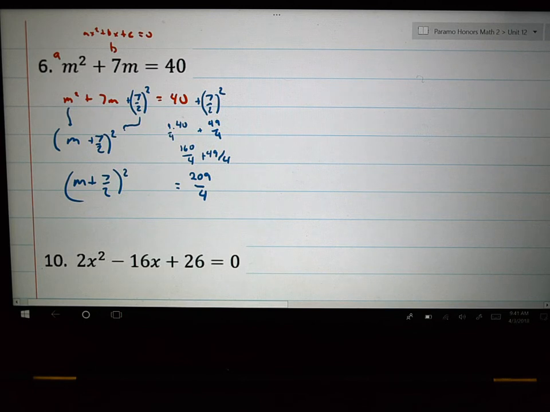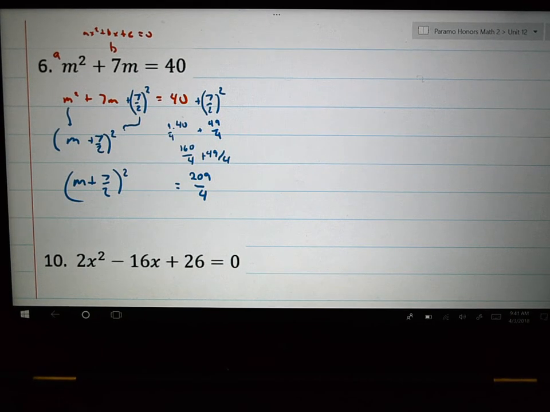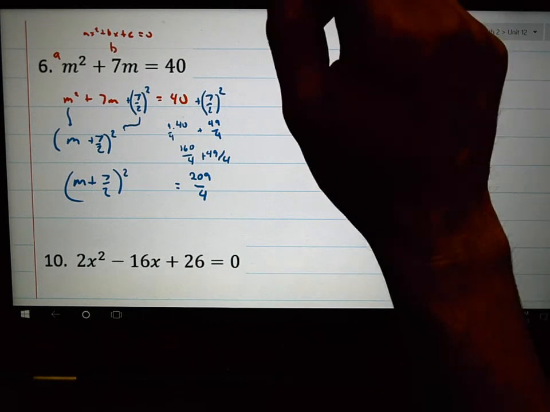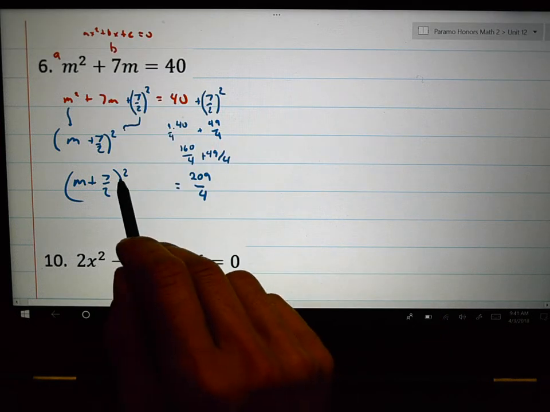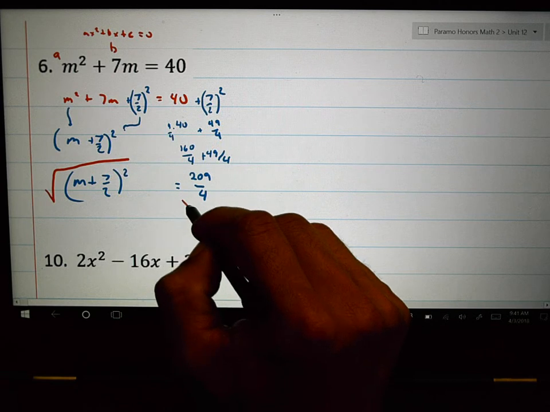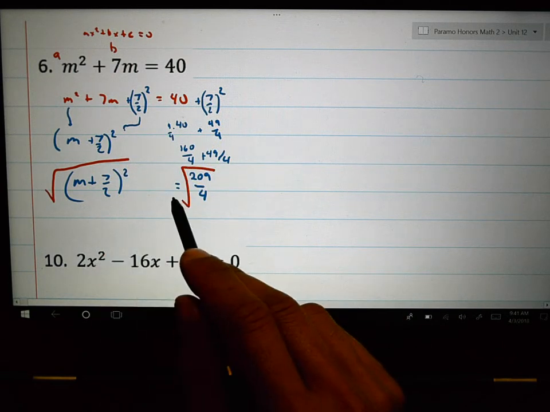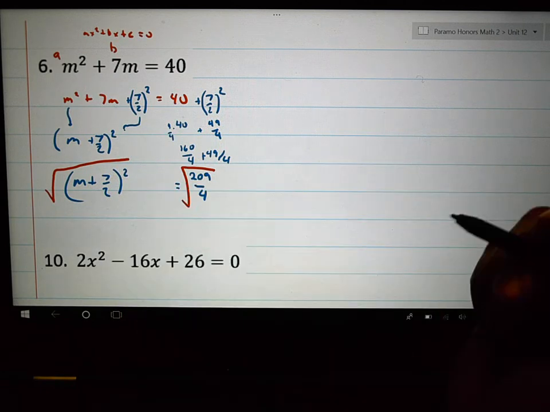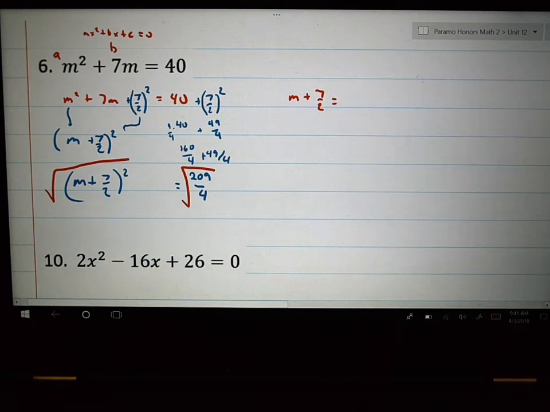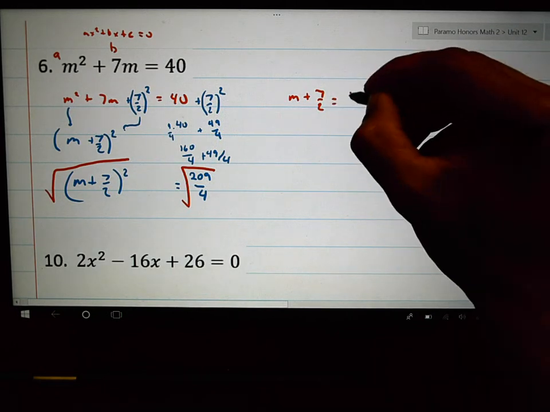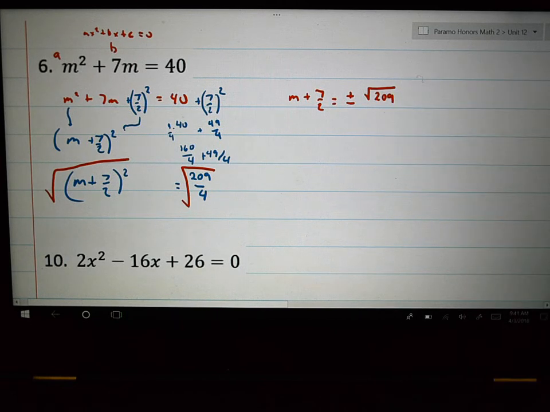Messy. But guess what? It worked out, factored perfectly into a perfect squared trinomial. So now we're going to switch back to red, and I'm going to do the opposite of squaring, which is square rooting. What's neat about this is it's the same thing as absolute value. You can just jump right to the plus or minus if you want to. Plus or minus the square root of 209. I don't think that breaks down.